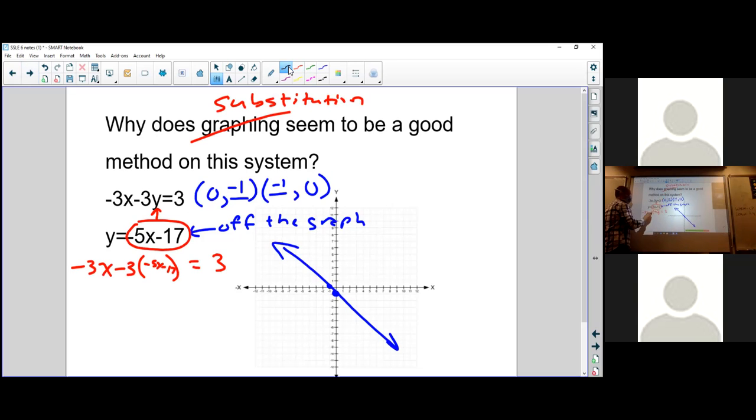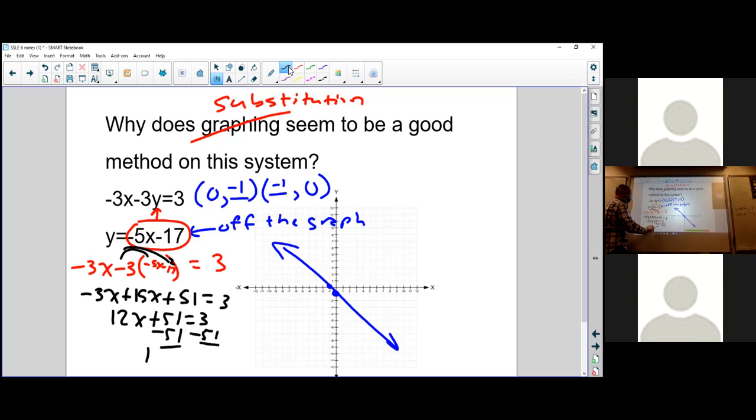Distribute over the -3 here and here. Well, it's 3 times 17. 3 times 7 is 21. Carry 2. 51 equals 3. Okay, let's see, that's 12x plus 51 equals 3. Subtract 51. 12x is equal to -48. Oh, sweet. 12 goes into that. So my x value is -4.